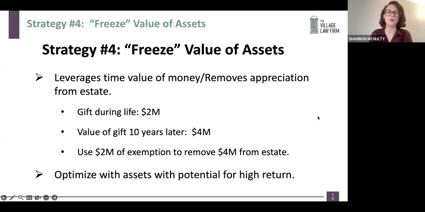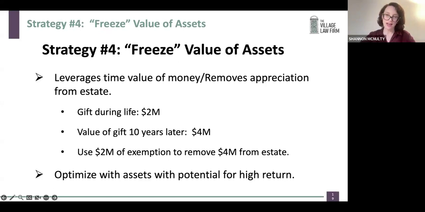Yeah. And so you're leveraging the time value of money. Just a simple example: you make a gift during your life, say you transfer $2 million to a trust for your kids or for anybody else. And 10 years later, that $2 million is now worth $4 million, but you've only utilized $2 million of your exemption, but you got out eventually $4 million from your estate.